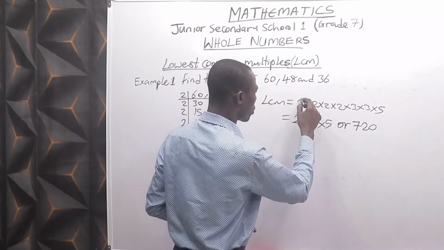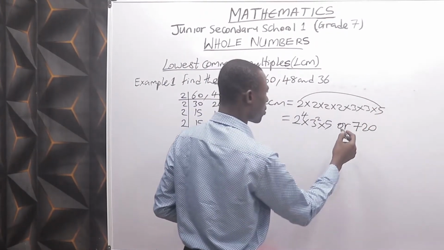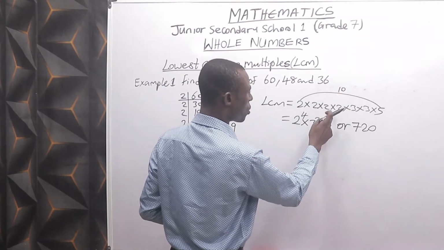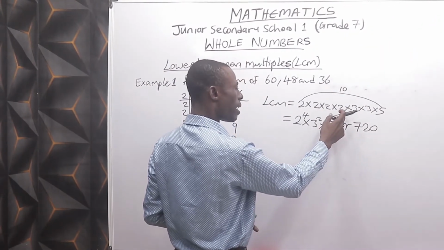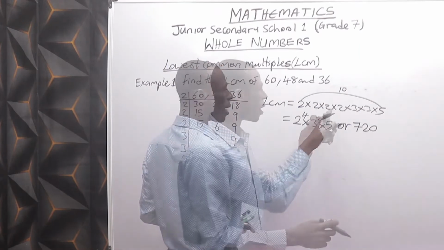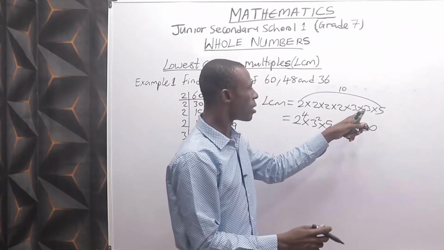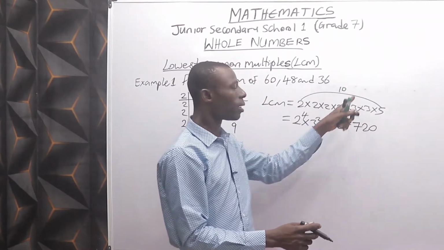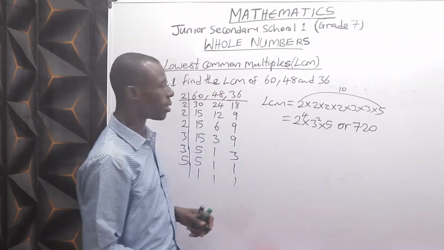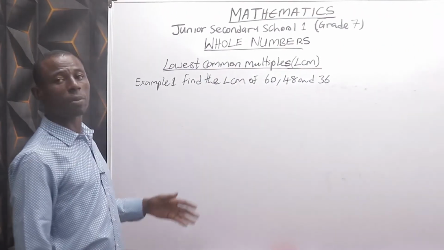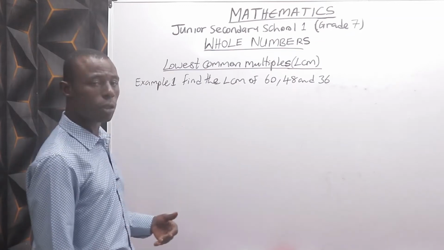The method you can use is this. 2 times 5 gives 10. 2 times 2 times 2, that's 8. 3 times 3, that's 9. 8 times 9 is 72. 72 times 10, that is 720. That is it. This same example 1, I have solved it for you.